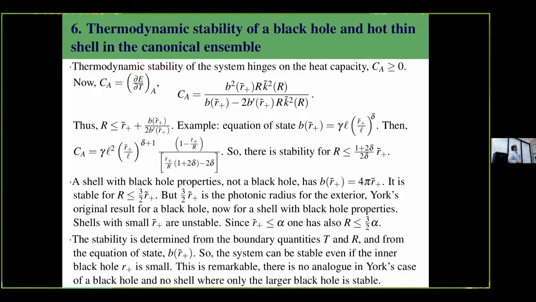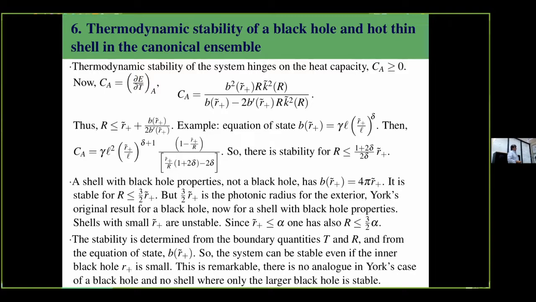Now we have to see the system stability of the black hole in hot thin shell. And this is given by the heat capacity. So we know that it is stable if you give more energy, the temperature increases. And if you give more energy and the temperature decreases, or vice versa, it is unstable.